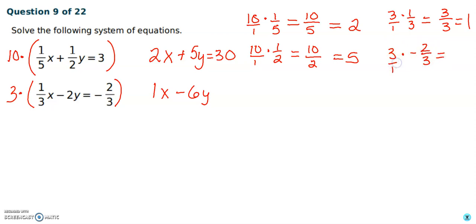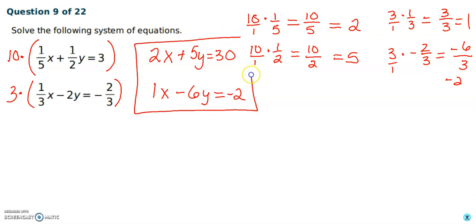I'm going to put a little 1 under that 3. 3 times a -2 is -6. 1 times 3 is 3. -6 divided by 3 is going to give us -2. So that equals -2. So these in my box here, these are my two new equations without the fractions.